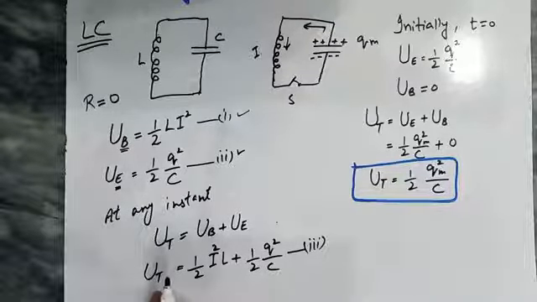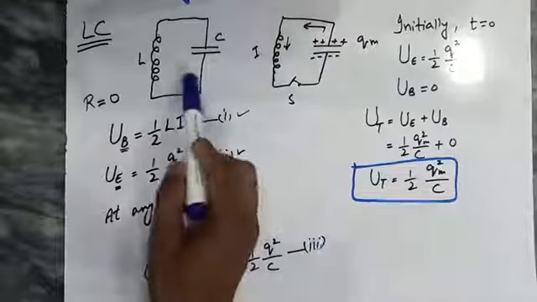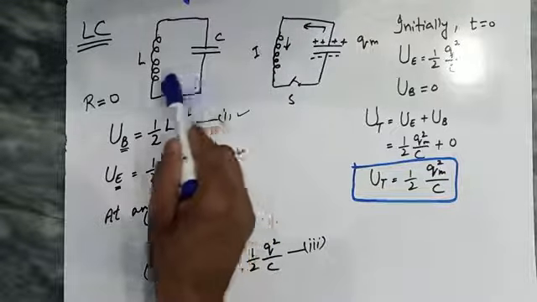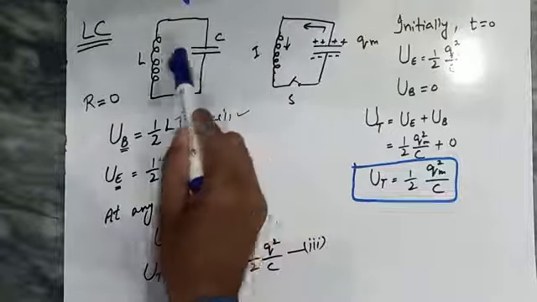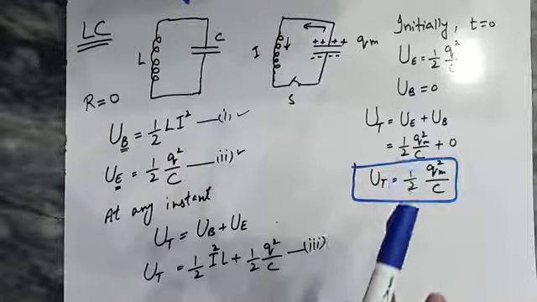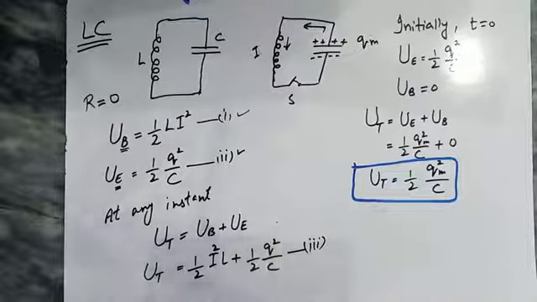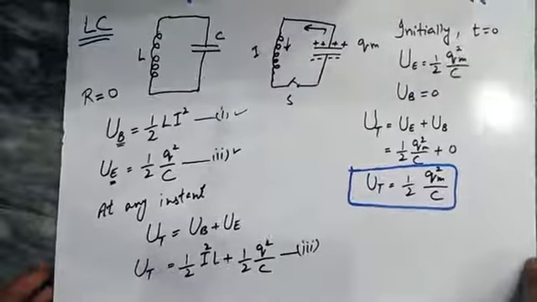This is total amount of energy at any instant. Now as we know that there is no resistance used in this LC circuit, so energy dissipation is equal to 0. Hence total energy of our system remains constant.